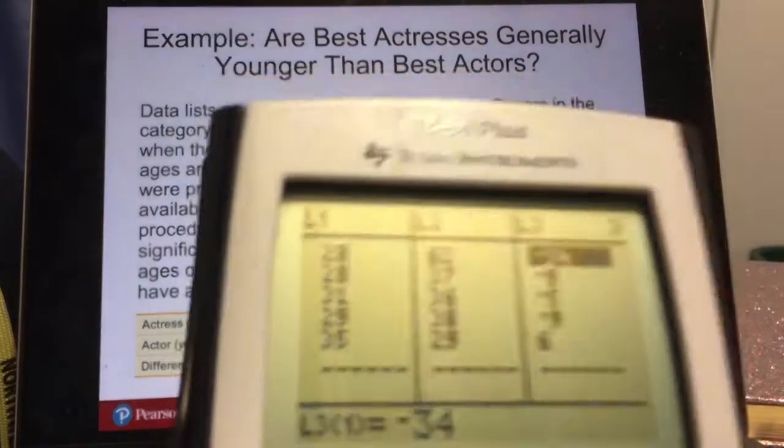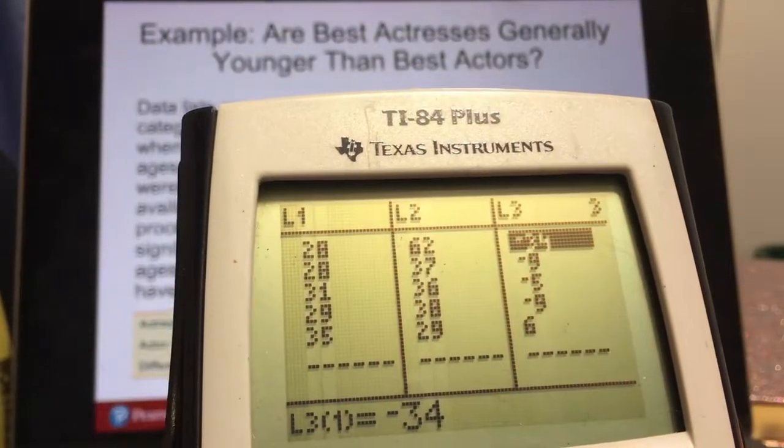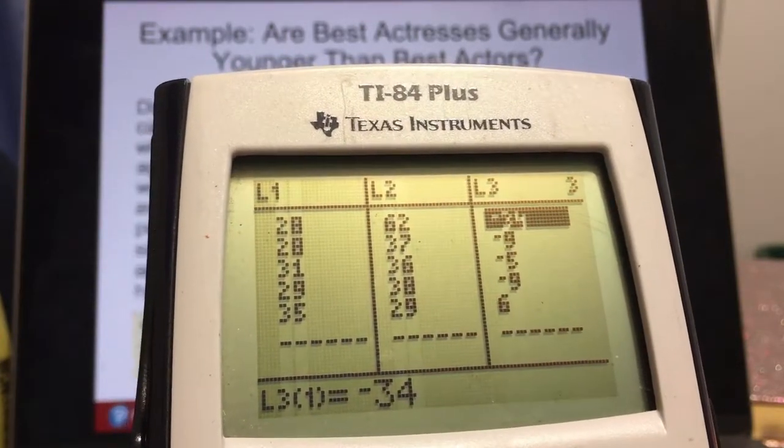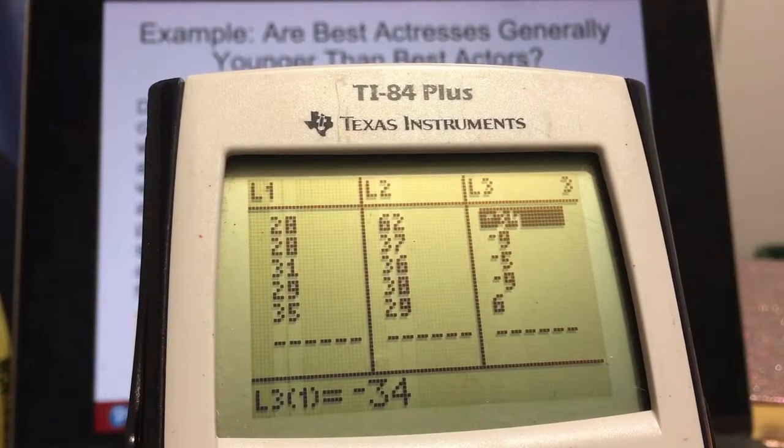So this little sample, it's not too hard to just go ahead and do this by hand, but I'm showing you this so that you can do a little bit more complicated sample with your calculator.